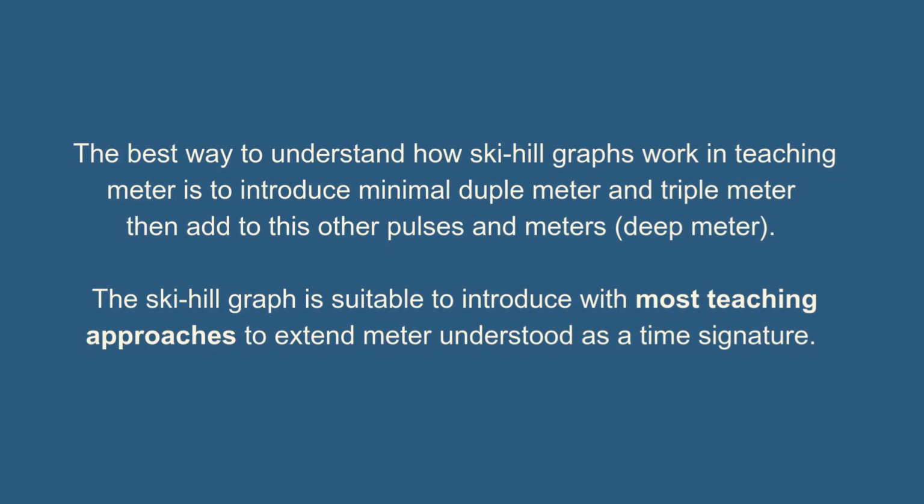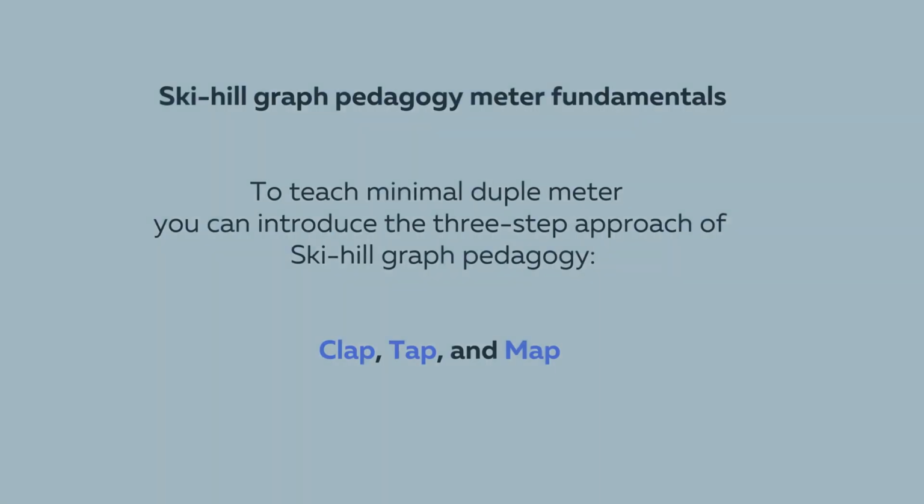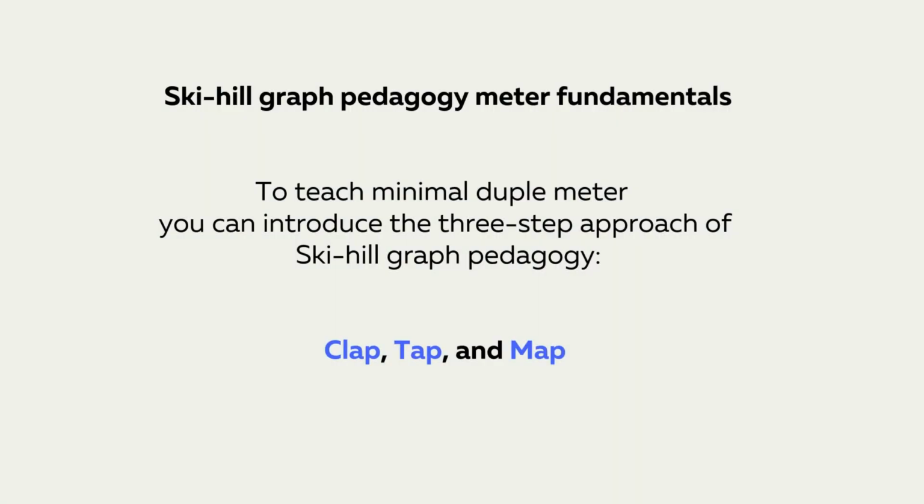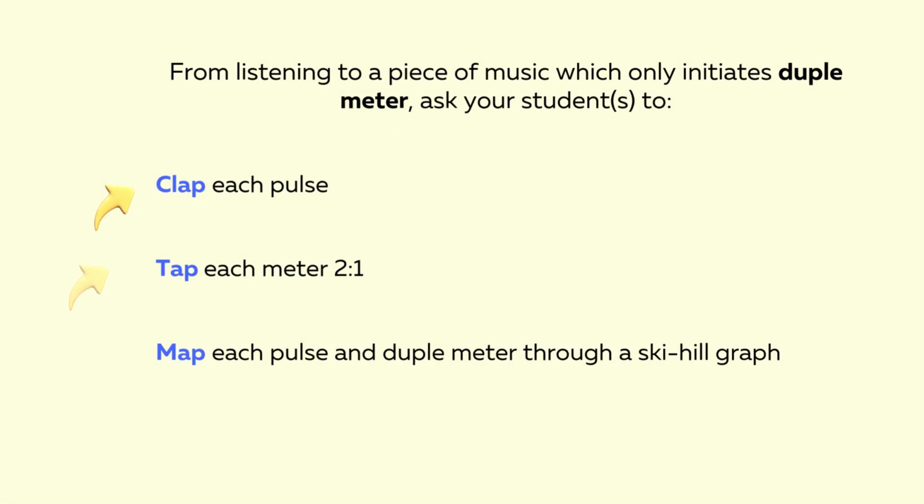The best way to understand how ski hill graphs work in teaching meter is to introduce minimal duple meter and triple meter, then add to this other pulses and meters, or deep meter. The scale graph is suitable to introduce with most teaching approaches to extend meter understood as a time signature. To teach minimal duple meter, you can introduce the three-step approach of ski hill graph pedagogy: clap, tap, and map.